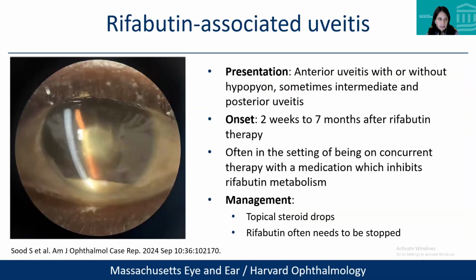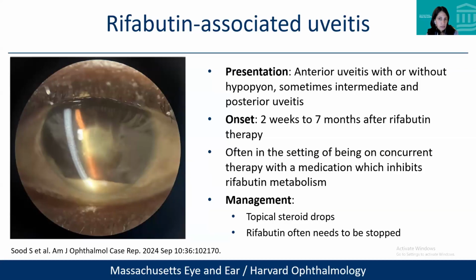Rifabutin-associated uveitis also has a distinctive appearance. It's one of those causes of hypopyon uveitis that we think about in that differential. They don't always have to have a hypopyon, and in some rare cases, they're not even anterior uveitis. They can present with intermediate and posterior uveitis.